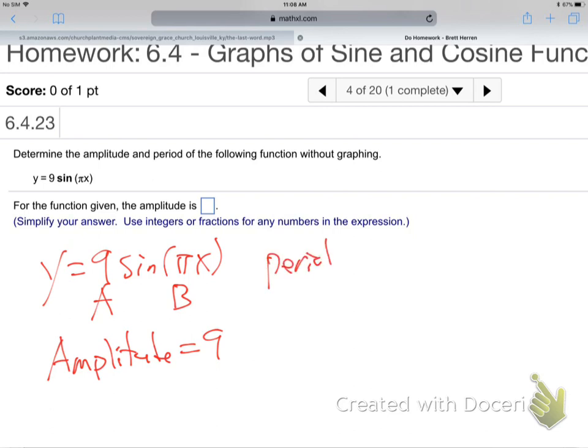So period is 2 pi over b. 2 pi, and b is pi right here, right? So, yep, period's just 2. So the period's 2 rather than 2 pi.